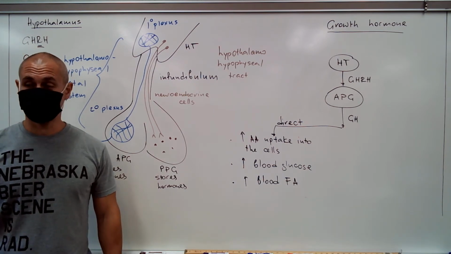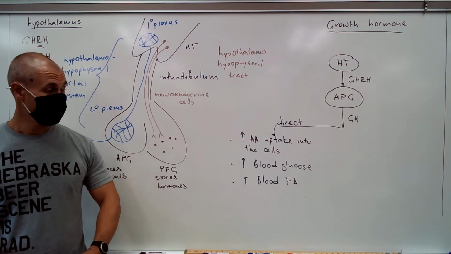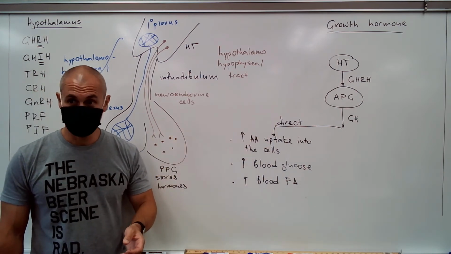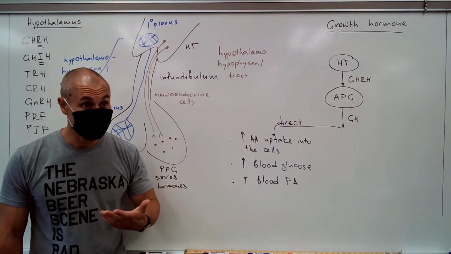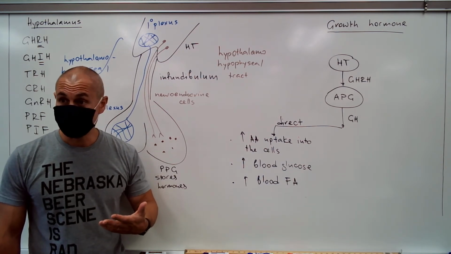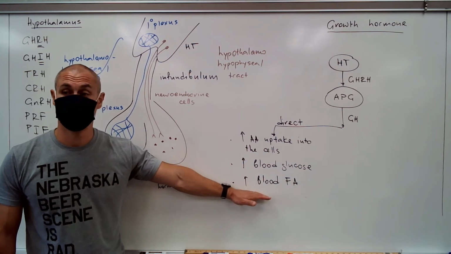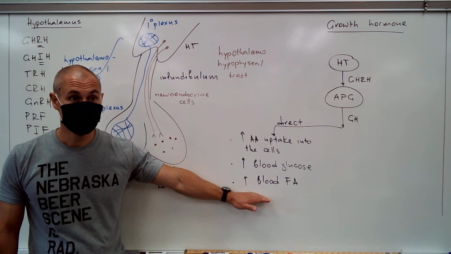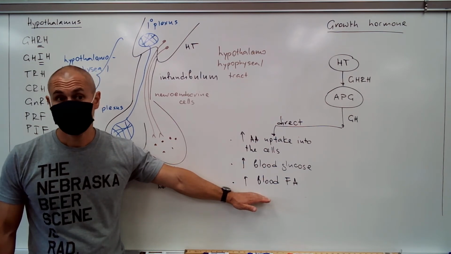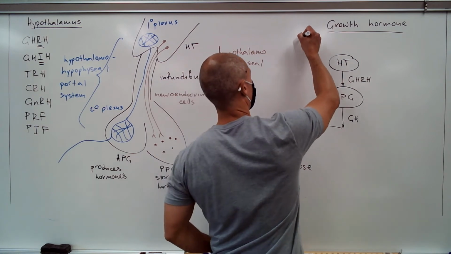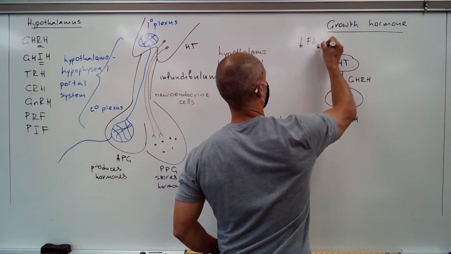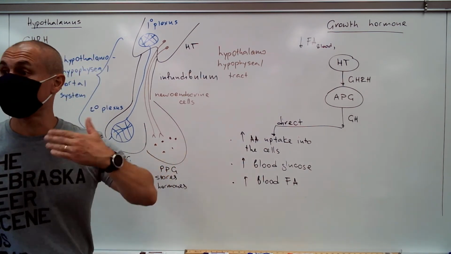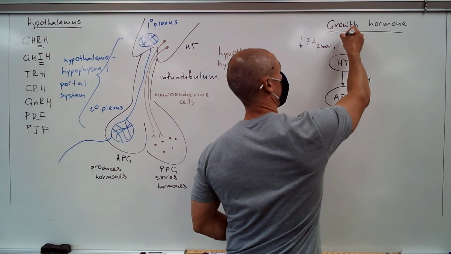Now, without any further ado, these are direct effects of growth hormone. Let's start figuring out the stimuli. So if the effect is increased fatty acids in the blood, what's going to be the stimulus? Decreased levels. Yes. If the effect is elevated blood glucose, what's going to be the stimulus? Decrease.